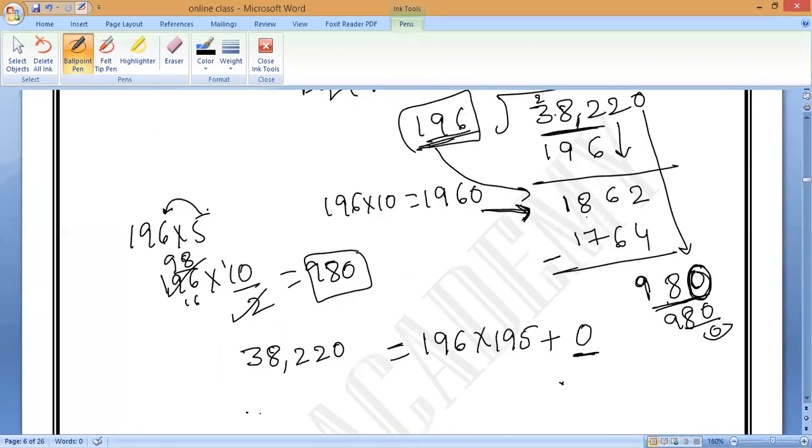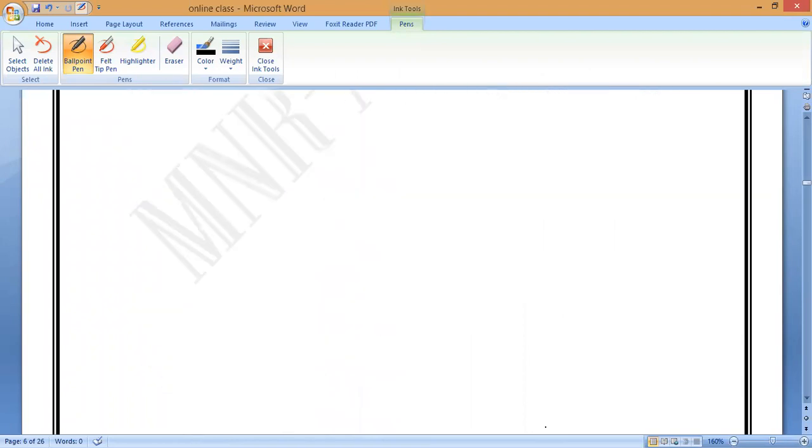What is our HCF? The divisor is our HCF, which is 196. Do you understand this one? Okay, next sum.